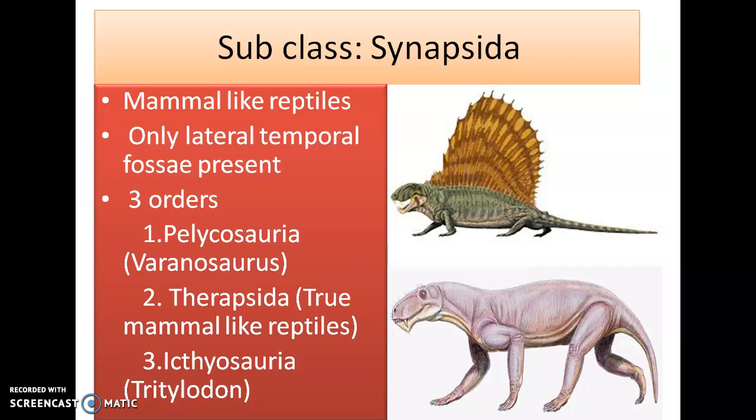Then subclass Synapsida. These are considered to be the mammal-like reptiles. From the evolutionary point of view, it is believed that mammals originated from this subclass, Synapsida. Here only lateral temporal fossae are present on the skull, and 3 different orders are generally found in this subclass. They are Pelycosauria, Therapsida, which are true mammal-like reptiles, and Ichthyosauria, which I just mentioned on the previous slide, the marine forms.